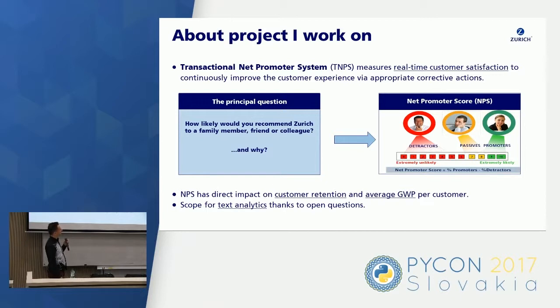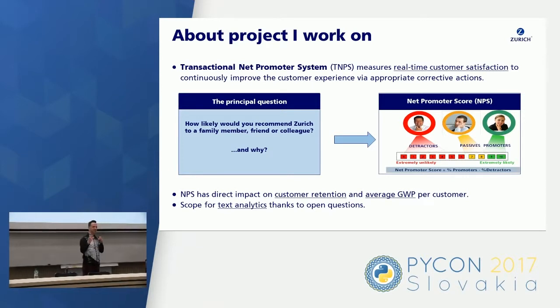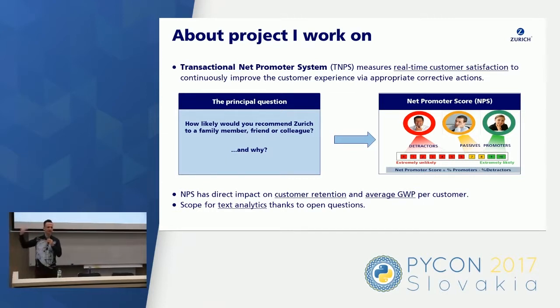And then we measure the so-called net promoter score, which is the difference between the proportion of promoters, those that gave us the high score, and the proportion of detractors, those guys that are not happy. And this is a very important score. Our managers have it as a KPI, key performance indicator. They really want to keep the level of customer satisfaction pretty high.